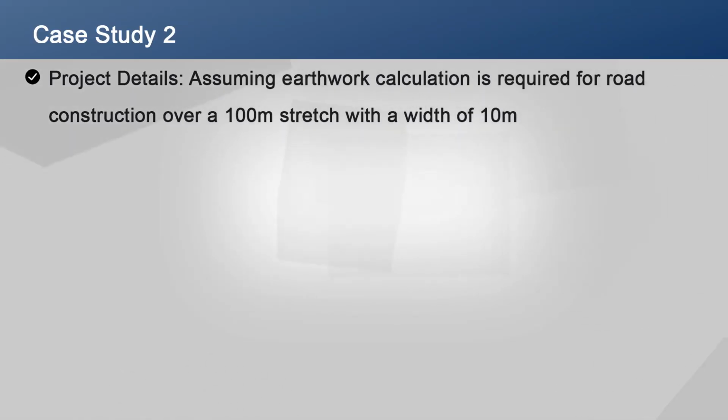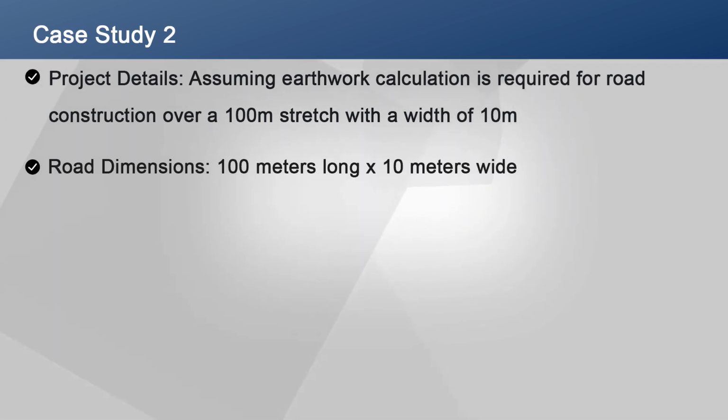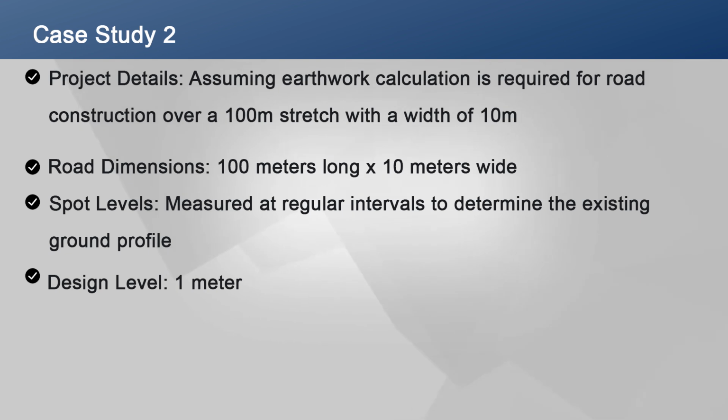Now, we move forward to the next case study. So, in case study 2, what details are given? Please go through it. Assume we want to calculate earthwork for road construction for a stretch of 100 meter. The road has a width of 10 meter. So, road dimensions are given as 100 meter long by 10 meter wide. Spot levels are measured at regular intervals to determine the existing ground profile. Design level for the road construction is given as 1 meter.